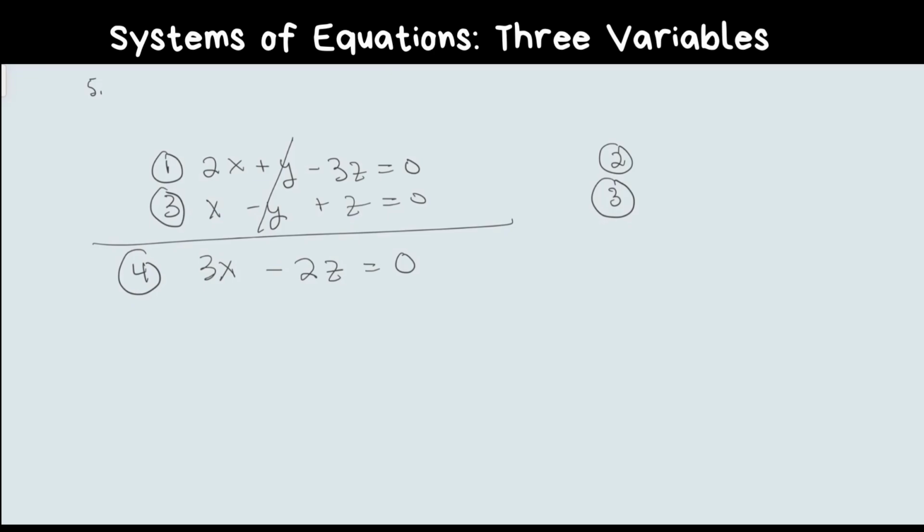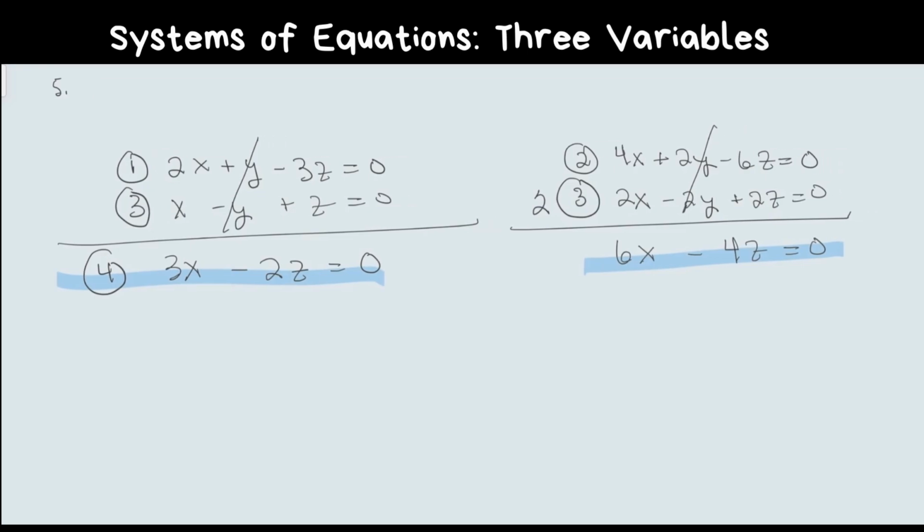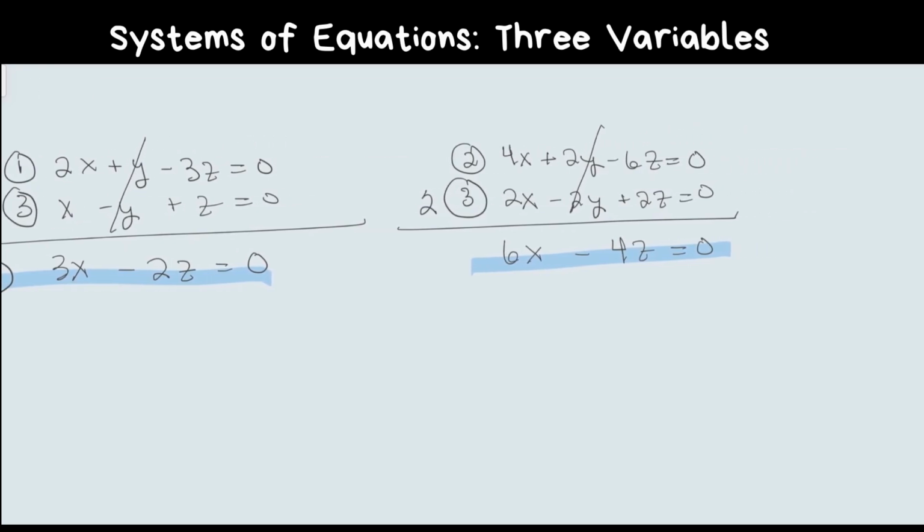I'm going to multiply equation 3 by a 2. All right, so 4x plus 2y minus 6z equals 0. Equation 3 times 2 would be 2x minus 2y plus 2z equals 0. Add, we get 6x minus 4z equals 0. So these are my two equations now. We'll call them equation 4 and equation 5.